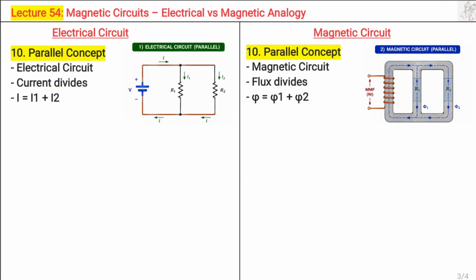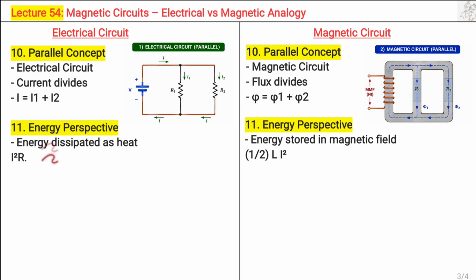Parallel concept. Here in the electrical circuit, the current divides into two parts, that is I1 plus I2. Here the magnetic flux divides into two parts, that is phi 1 plus phi 2 in the parallel path. And the last part is the energy dissipated. In the case of the electrical circuit it is I square R, and in the case of the magnetic circuit it is equal to half into L into I square, where I is the current flowing through the coil and L is the self inductance of the coil.